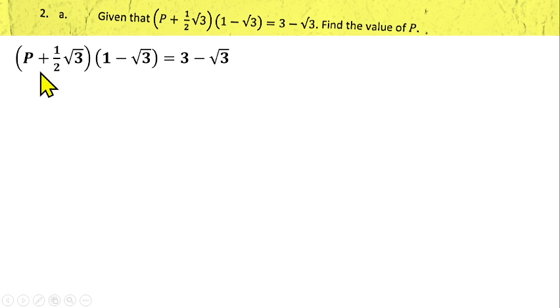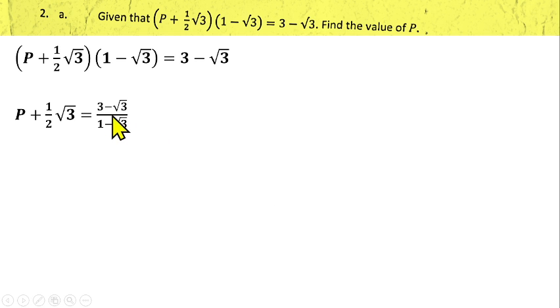So we can divide both sides by this bracket here, this bracket 1 minus √3. We can divide both sides. So if you divide both sides by 1 minus √3, you are left with this. You will be left with p plus 1 over 2 √3 equals this divided by this. You have 3 minus √3 over 1 minus √3. So you have divided both sides by 1 minus √3.